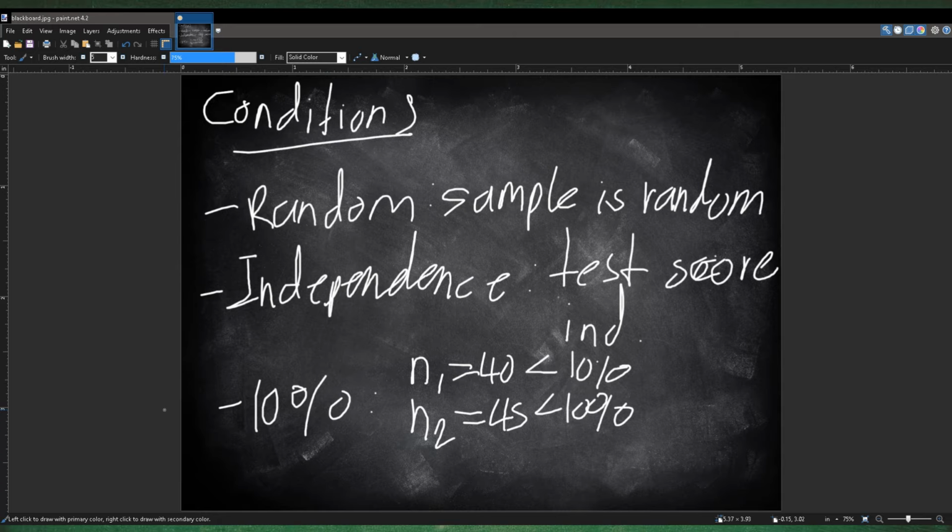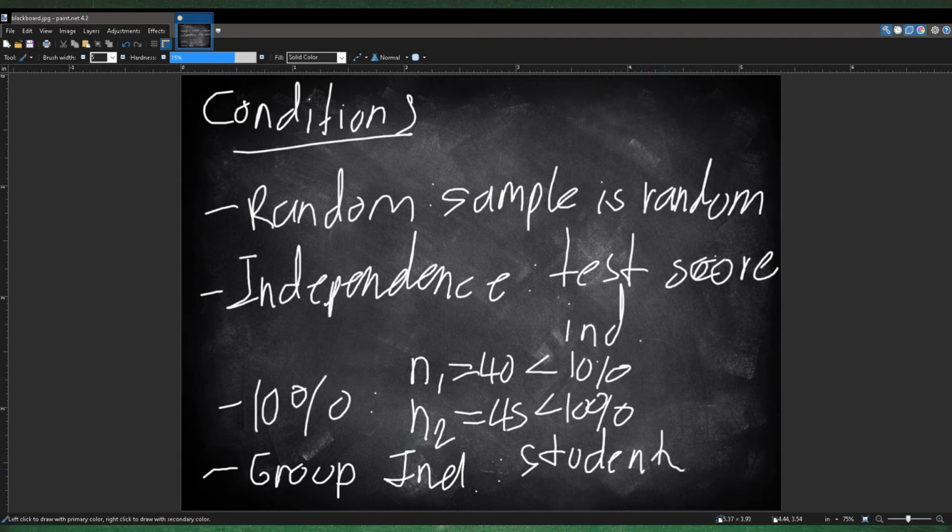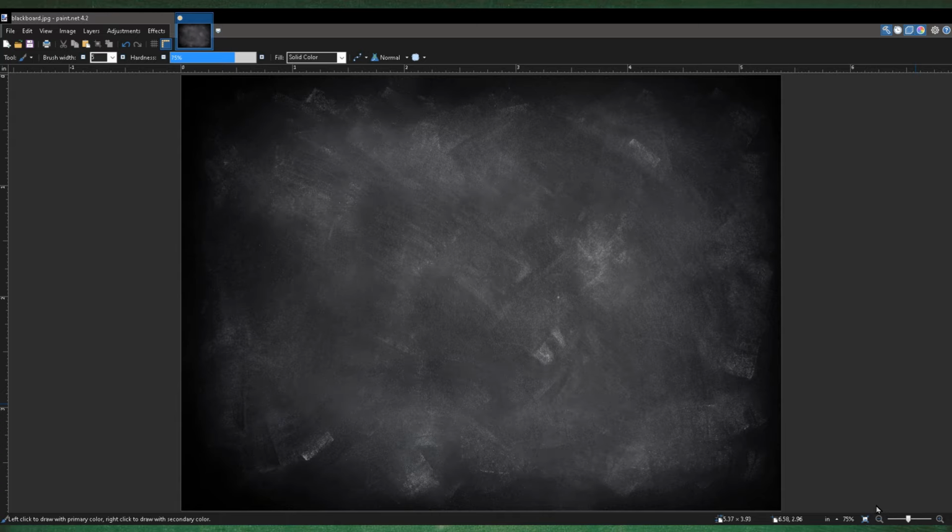Okay? And then you have group independence. So for group independence, you say that the students are independent of each other, scoring differently. Just because student 1 got an 80 on one test doesn't mean student 2 will also have an 80 on his other test. So they won't affect each other, which makes sense. Just because a student got 100 doesn't mean another student is guaranteed that 100.